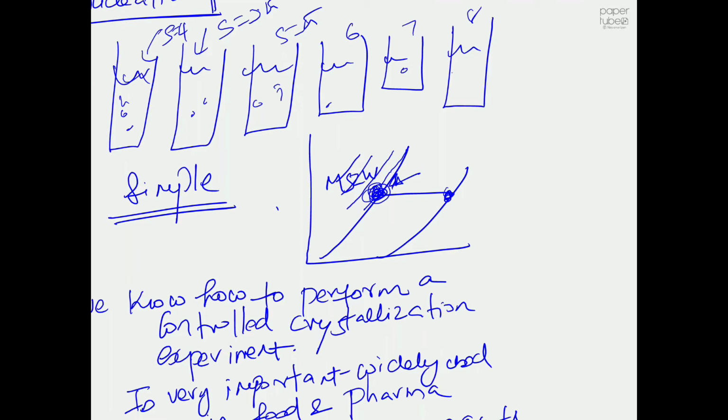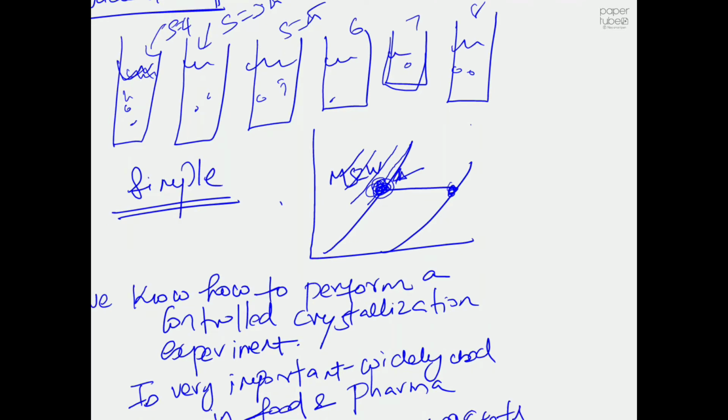But the key disadvantage is that you will have a broader crystal size distribution, and if you're dealing with enantiomers, then you might end up with racemic mixtures as your final product, or you may end up with a polymorph which you don't want to use. So these are some disadvantages. That's why we decided to go for a controlled crystal growth experiment.